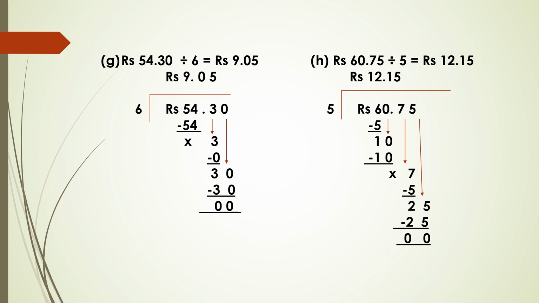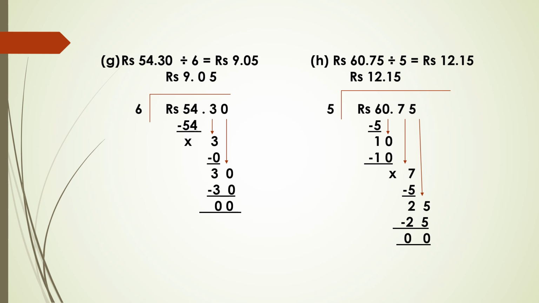Now 10 comes in the table of 5 2 times. 5 twos are 10. Write 2 on the quotient part. Now 10 minus 10 is again 0. After that point is there. Put the point on the quotient also. Then from the paisa column, bring 7 downwards.